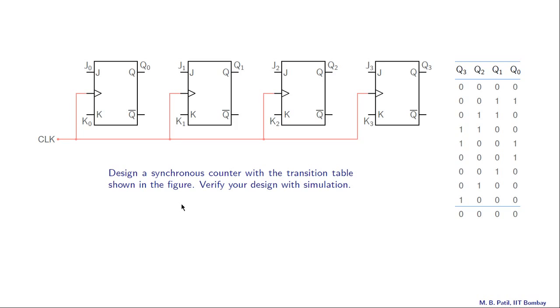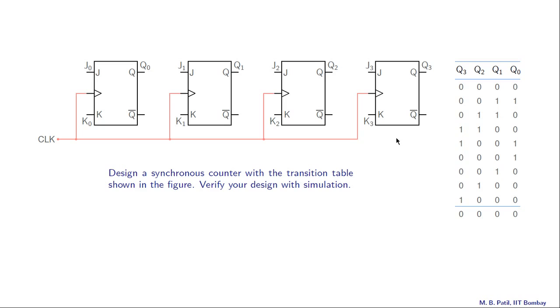Let us consider this design problem. Design a synchronous counter with the transition table shown in the figure and verify your design with simulation. So here is the transition table. We have Q3, Q2, Q1, Q0 equal to 0, 0, 0, 0 in the first state, then 0, 0, 1, 1, 0, 1, 1, 0, etc. And after 9 states, we are back to 0, 0, 0, 0. So it's a mod 9 counter.